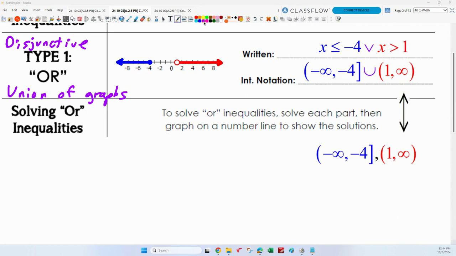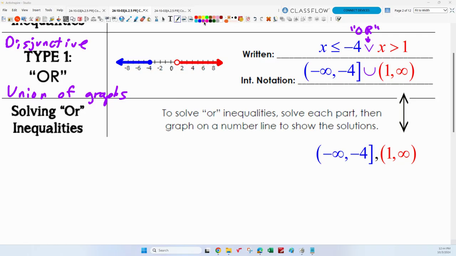When we talk about an or inequality, this is an example of the graph of an or inequality. This is what we're graphing. This symbol, by the way, in math we like to use symbols. That's our math symbol for or. It's kind of like a capital V. That stands for the word or. So this just says x is less than or equal to -4 or x is greater than 1. Okay, well, what do we do? We just graph both of those.